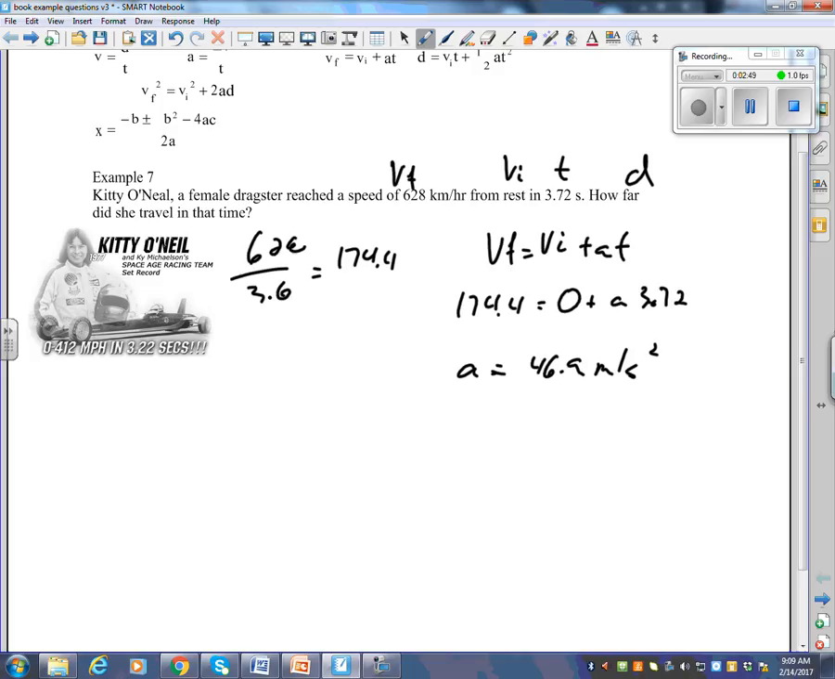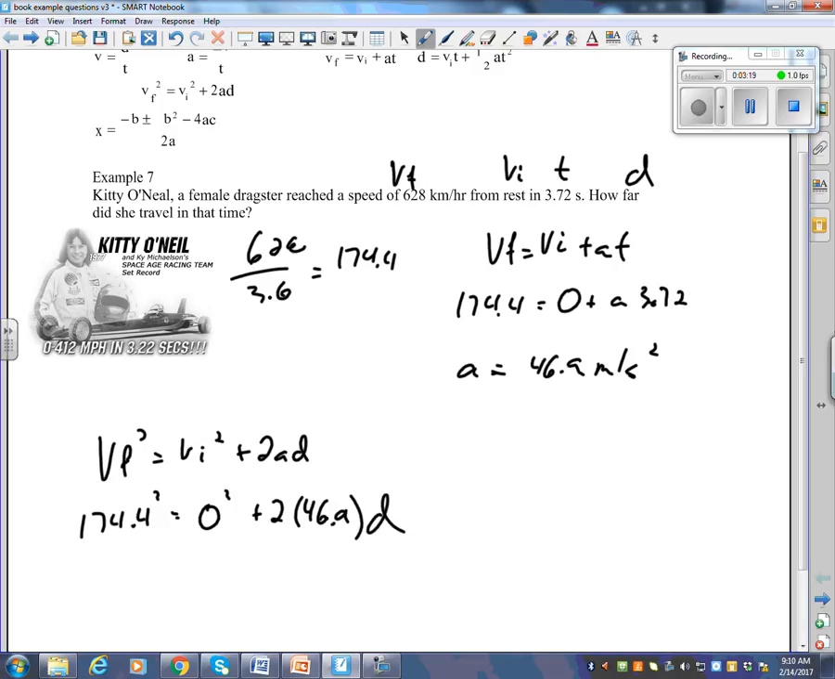And now to solve for displacement, I'm going to recommend Vf squared equals Vi squared plus 2ad. Final velocity is that 174.4 value. Make sure you square it. Initial velocity is 0. Acceleration is 46.9, and we're going to solve for the d value.